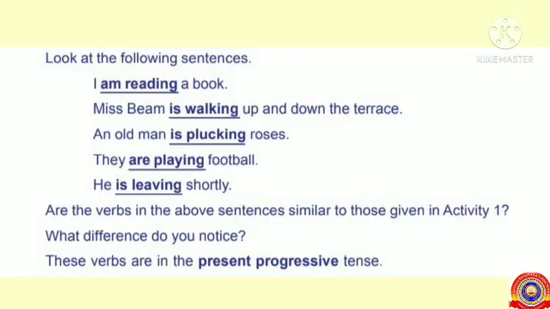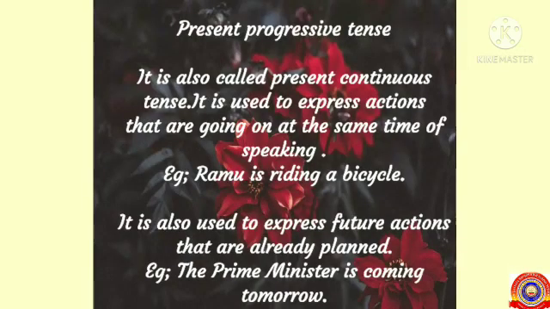These verbs are in the present progressive tense. Students, do you know about present progressive tense? Let's know about that. Present progressive tense. It is also called present continuous tense. It is used to express actions that are going on at the same time of speaking. Example, Ramu is riding a bicycle. It is also used to express future actions that are already planned. Example, the Prime Minister is coming tomorrow.